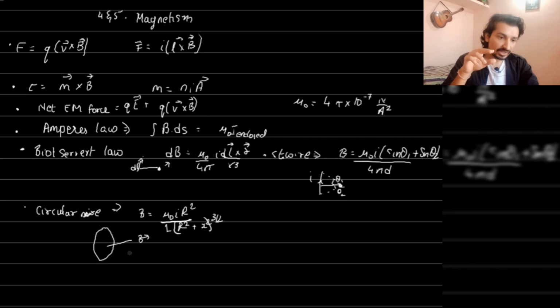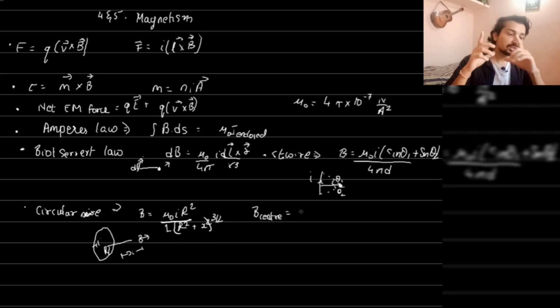And if you have an infinite length wire, this was a wire of one particular length, but if there is an infinite wire, then theta 1 and theta 2 will become equal to 90 degrees, right? So you will get 2, so 2 will become 4. You can cancel this 2 with the 4 pi d. So you get mu naught I by 2 pi d. That's all for an infinite wire.